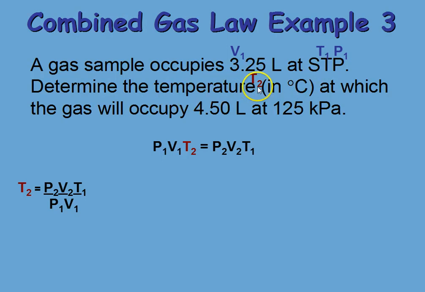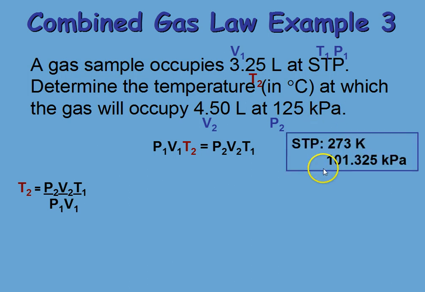We know what we're looking for, T2, so the pressure and volume associated with T2 are also going to be in 2's. So the 4.50 liters, which is what the gas would be at that temperature, would be my V2, and then the 125 kPa, its pressure, would be my P2. Again, going back to STP, I see that my P2 is in kPa, so when I look at STP, I'm going to want to use the pressure that 1 atmosphere is equivalent to in kPa, which is 101.325. Remember that from your pressure conversions in the first video you watched.